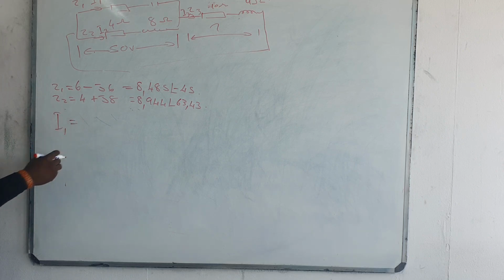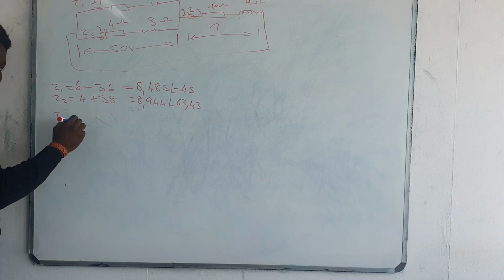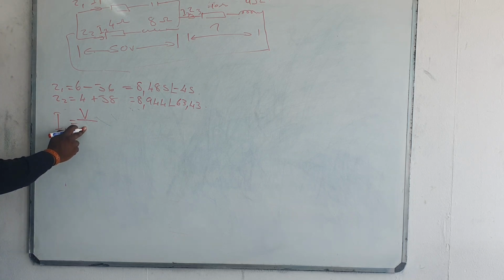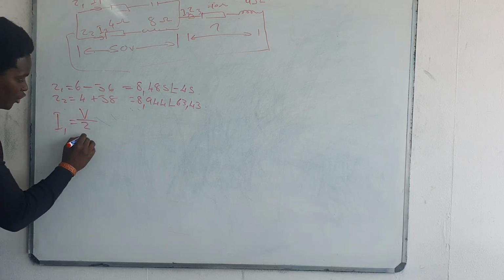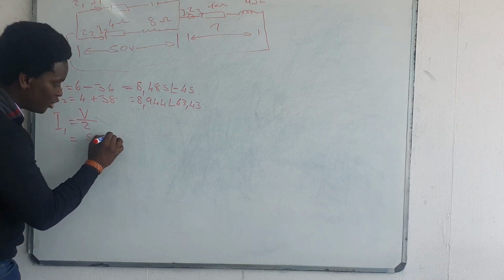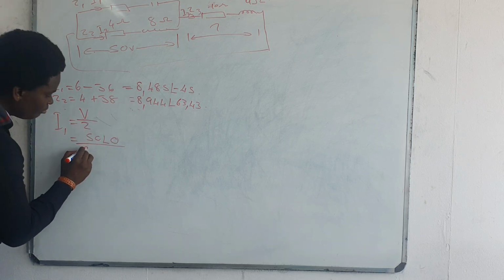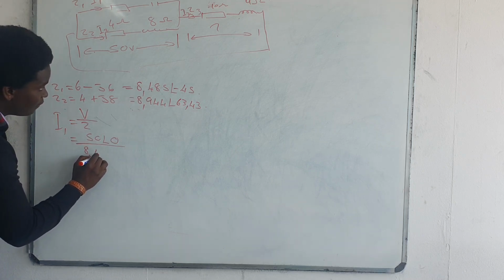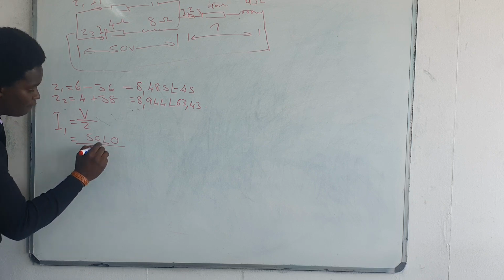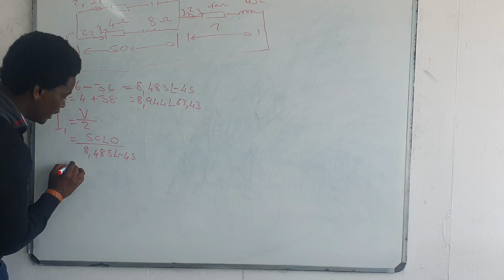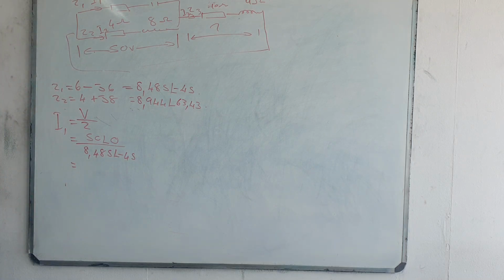We know that current according to Ohm's law is V over R. But this is a complex number, so it's V over Z. Our voltage is 50 at a power factor of 0, all of it being divided by 8.485 at an angle of negative 45. And what do you get as your answer?